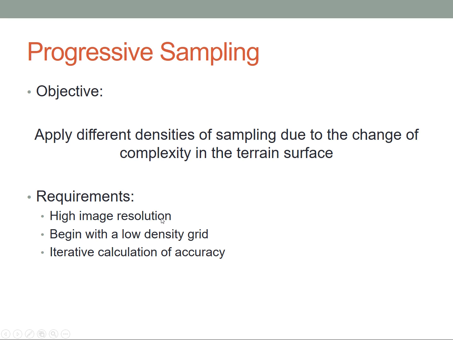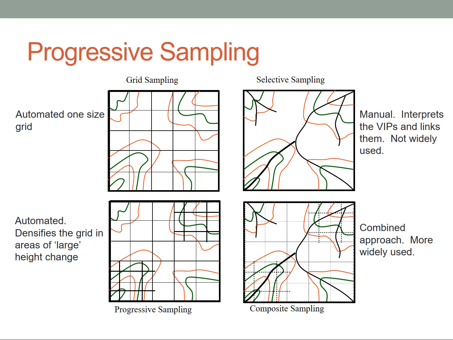So we need high image resolution. So this has to be an image or a raster. And then we start with a low density grid, and then we go with an iterative calculation of accuracy. So we have to iterate. So here we go. Here's what they look like.